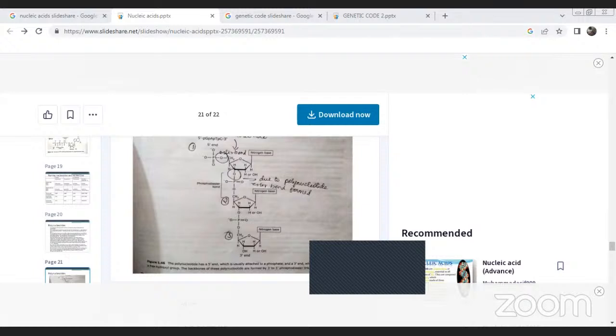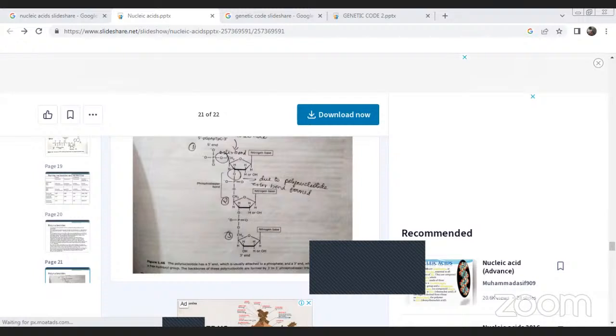DNA polymerase 1 removes the previous RNA primer and replaces it with DNA nucleotides. In eukaryotes and E. coli, DNA polymerase is also involved in DNA replication, though less is known about the eukaryotic system.